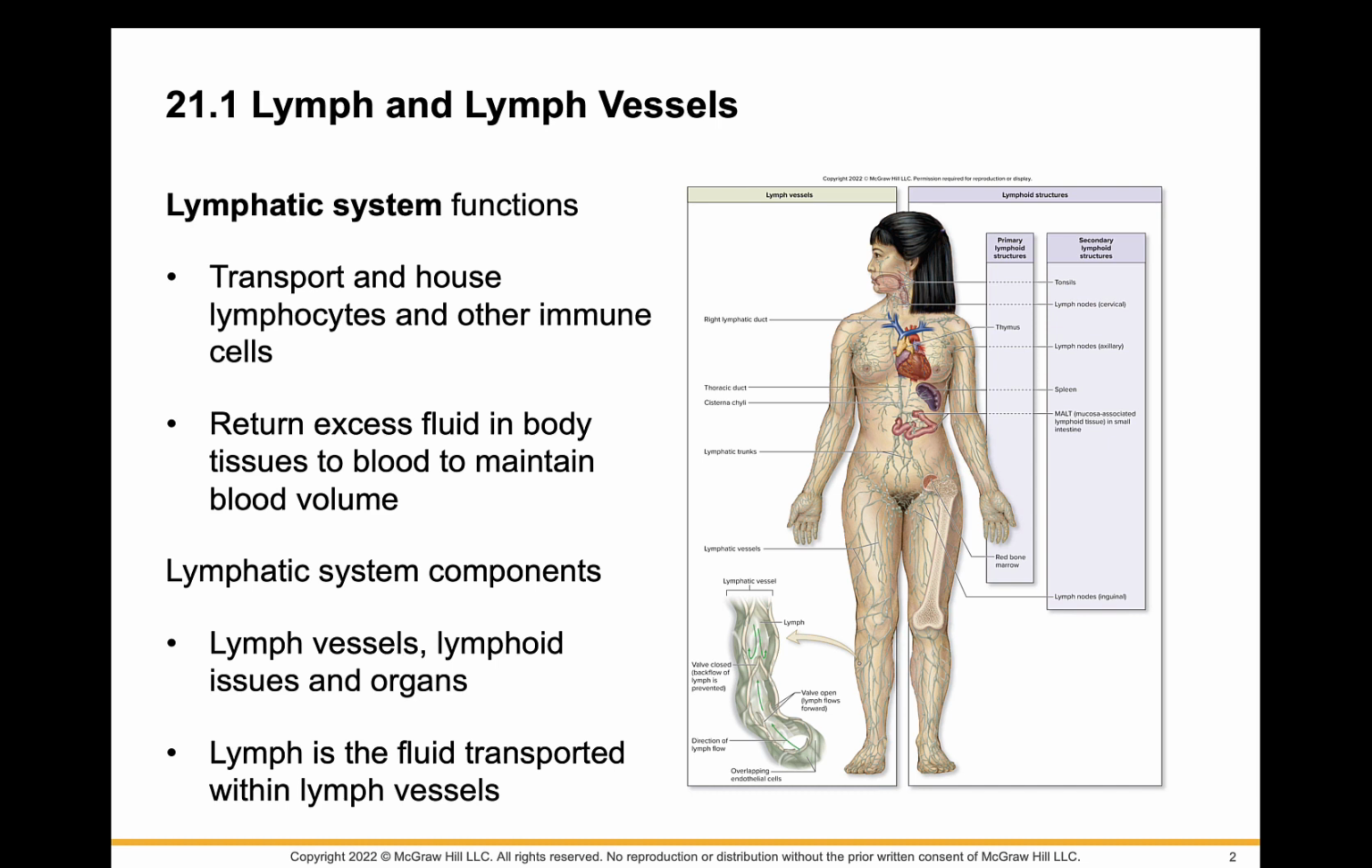The other function is going to be an immune component. One of the factors with respect to the immune system is that lymphocytes will be housed and transported through the lymphatic system. And there are also some other immune cells that play a role that can be found in the lymphatic system. When we look at what makes up the lymphatic system, we'll be looking at lymph vessels, lymphoid tissues, organs, and lymph itself, which is the fluid that is transported within the lymphatic vessels.